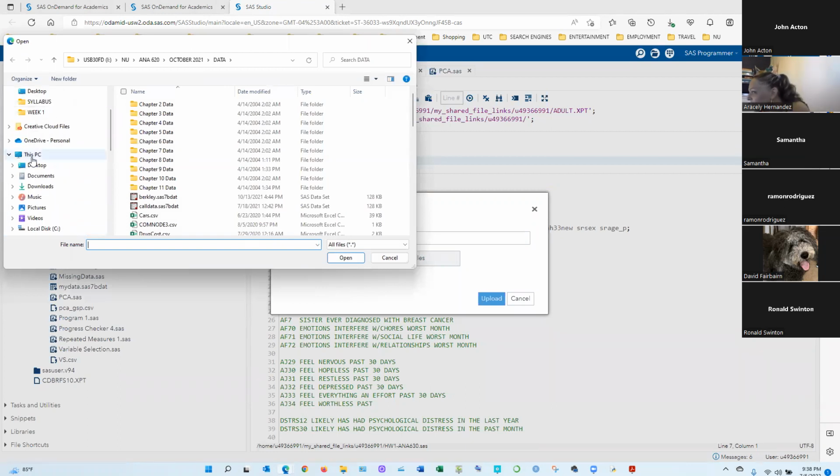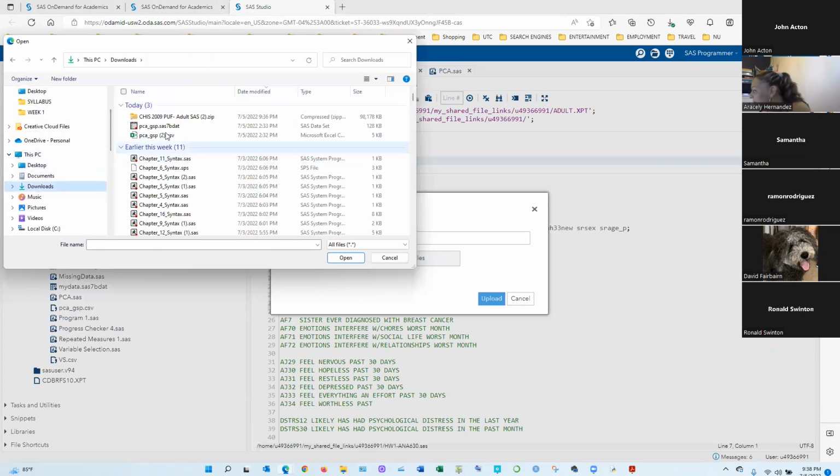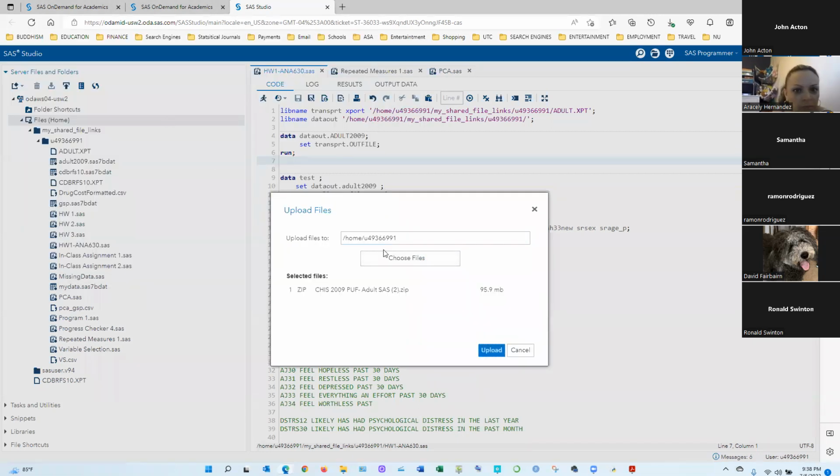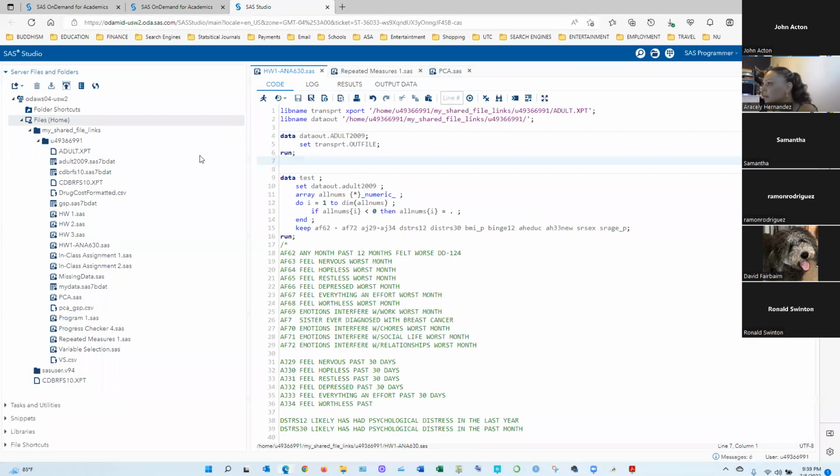So let's say that it's in downloads, under this one. That's not a zip file. You have to unzip that one for sure and then upload over here. Once you upload, it's in that XPT file, but it has to be converted into a SAS file.